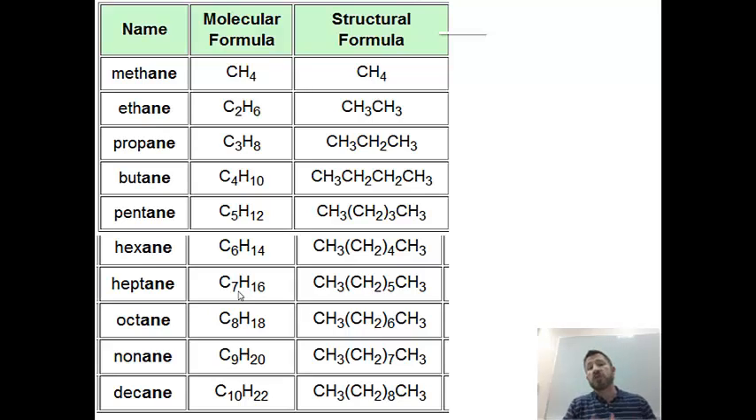For hydrocarbons, we're going to memorize a list of the number of carbons. You may not know this now, but we're going to use it so much that you're going to become familiar with it. It's methane, ethane, propane, butane, pentane, hexane, heptane, octane, nonane, and decane.